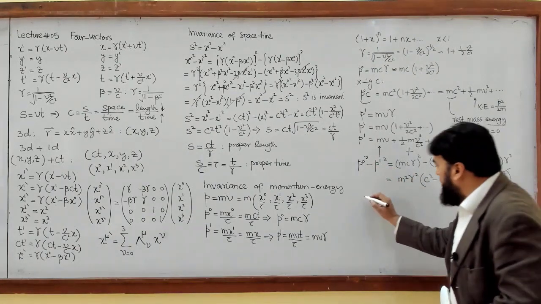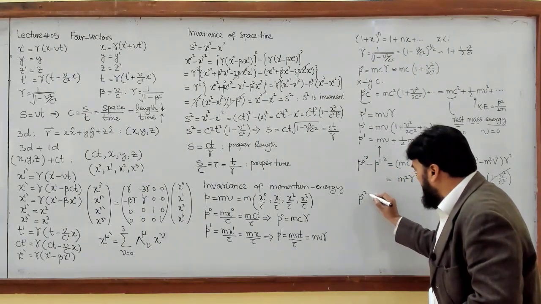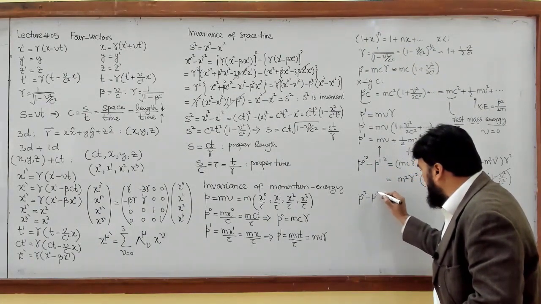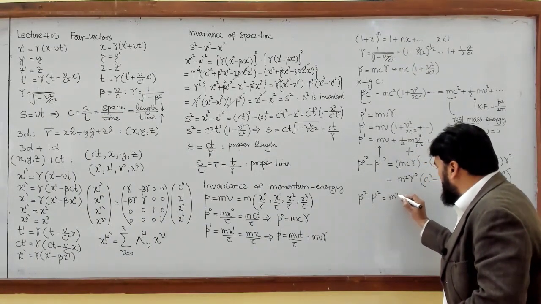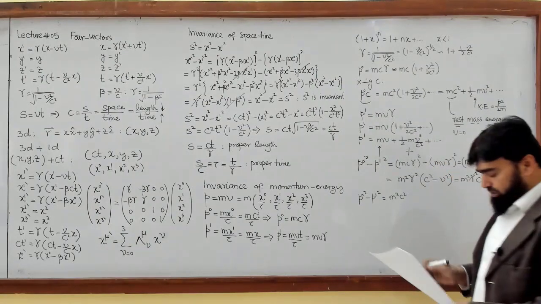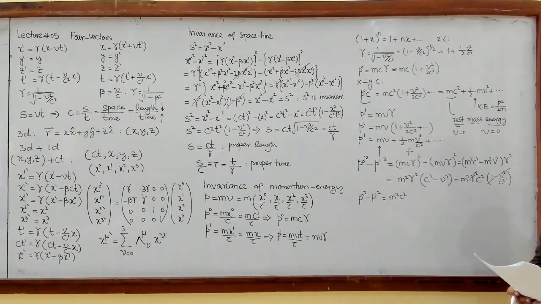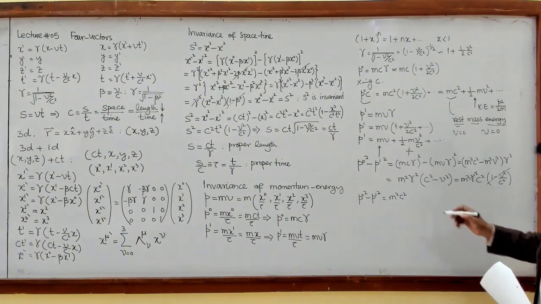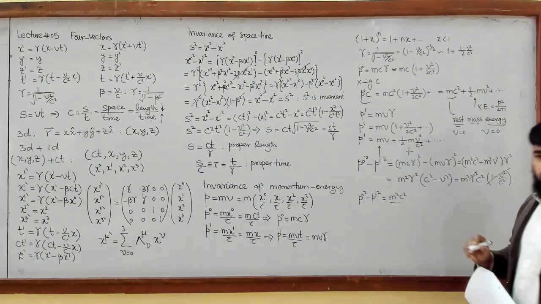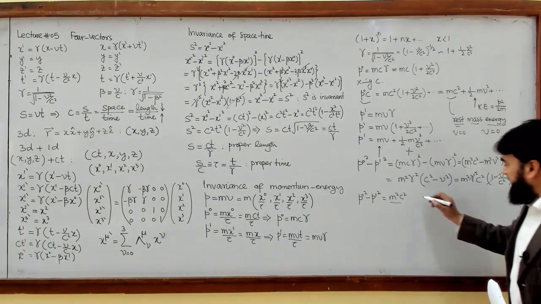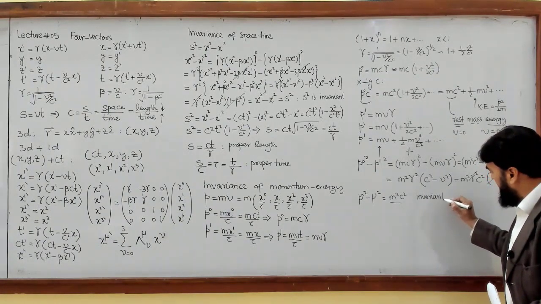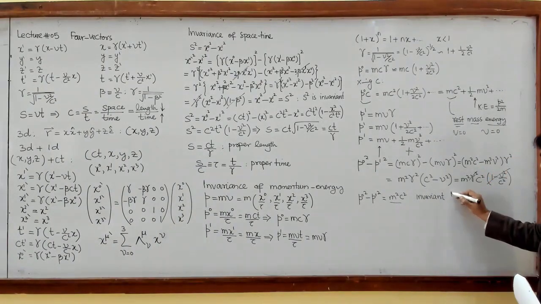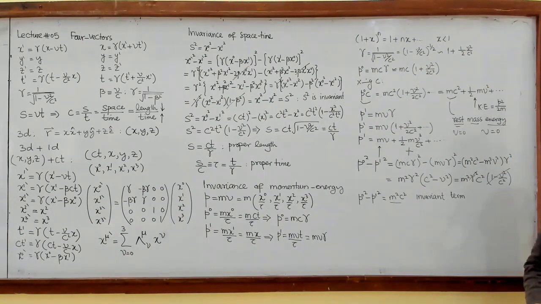And P0 squared minus P1 squared is equal to m square c squared. So this is the term which is invariant. This is the invariant term. Now, what does this say to you?